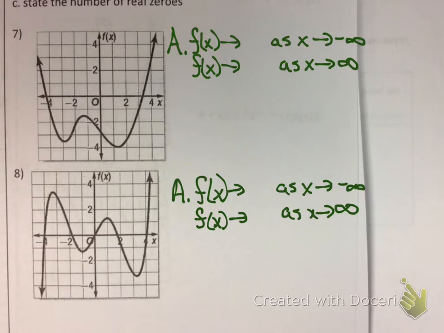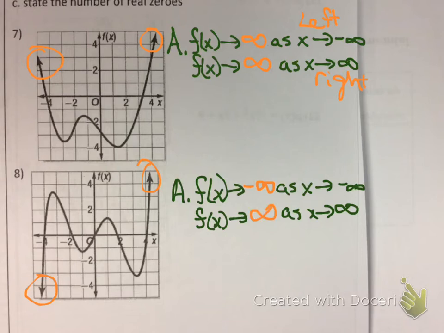Okay, so for end behavior, you got to remember that you need to make sure you put, like, say for part A, f of x, arrow, x goes to, as x approaches, because those arrows mean as it approaches. What that essentially tells me is that on the left side and on the right side, where's the graph going? Is it going up to positive infinity, or is it going down to negative infinity? On the left side, it's going up, so that's to positive infinity. Now on the right side, it's going up to positive infinity. On number 8, it's going down to negative infinity, and on the right side, it's going up to positive infinity.